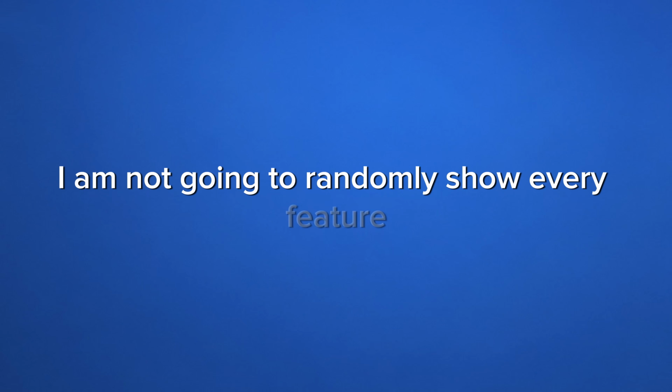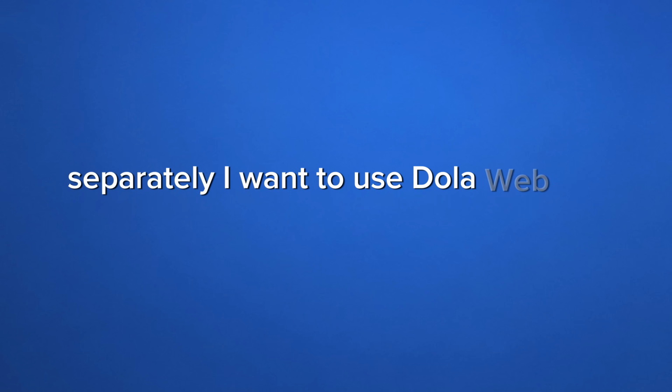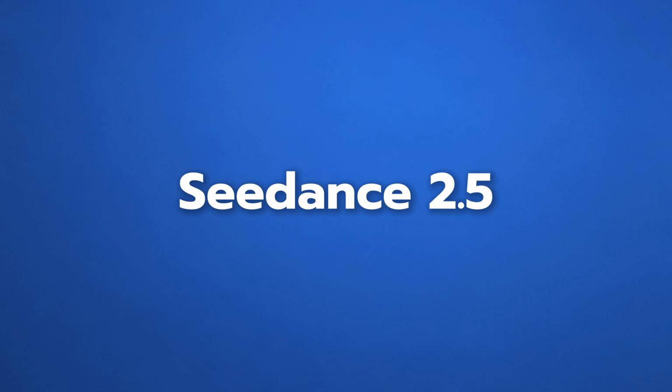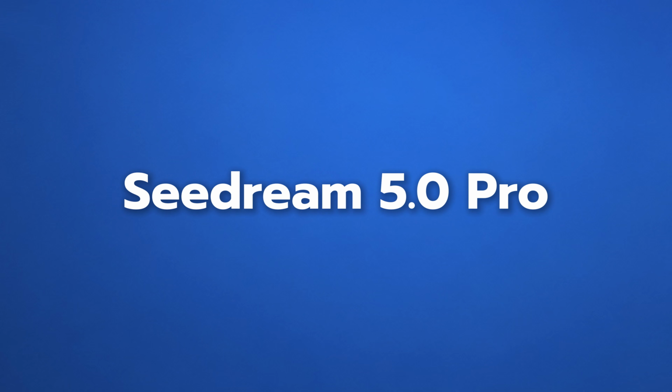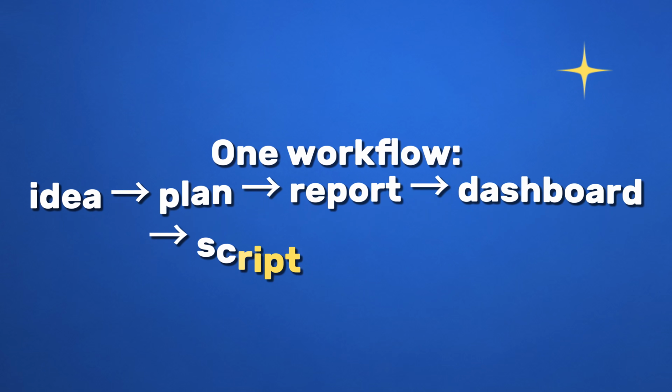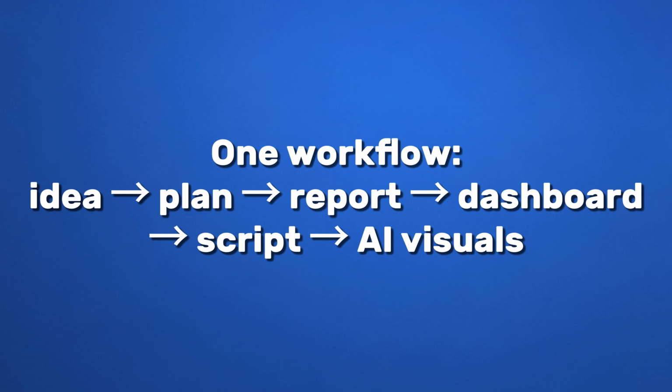For this tutorial, I am not going to randomly show every feature separately. I want to use Dola Web for one real SkillEarly style task, building a faceless AI video workflow. The goal is to start with a video idea, use Pro Mode for planning and analysis, create a report and visual dashboard, write the production plan, then use Seedance 2.5 and Seedream 5.0 for the creative assets. Dola Pro Mode is currently free, so I want to see how useful it is for real content creation.